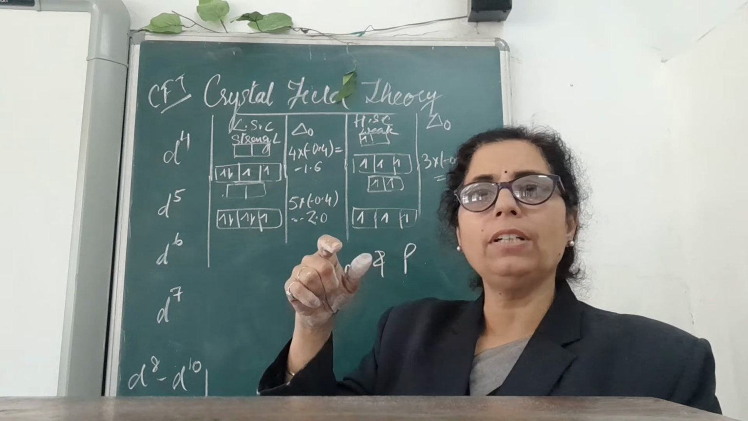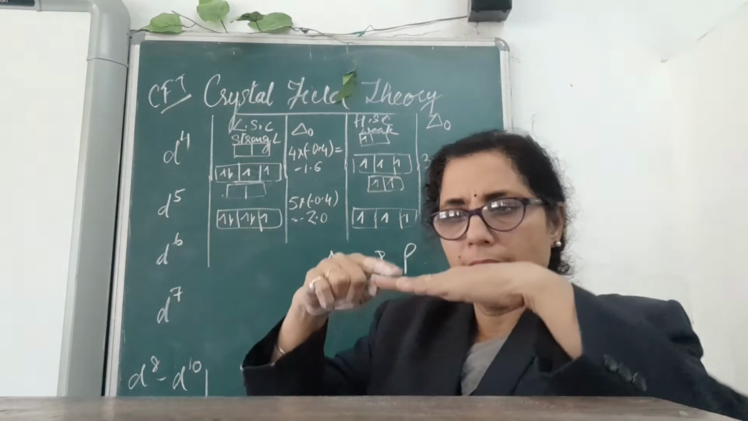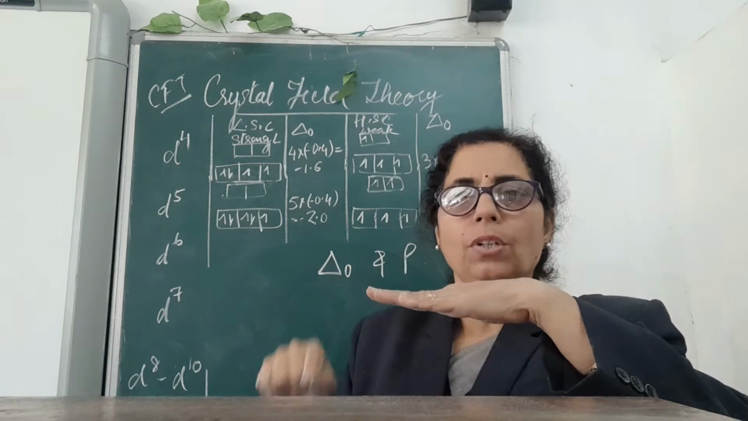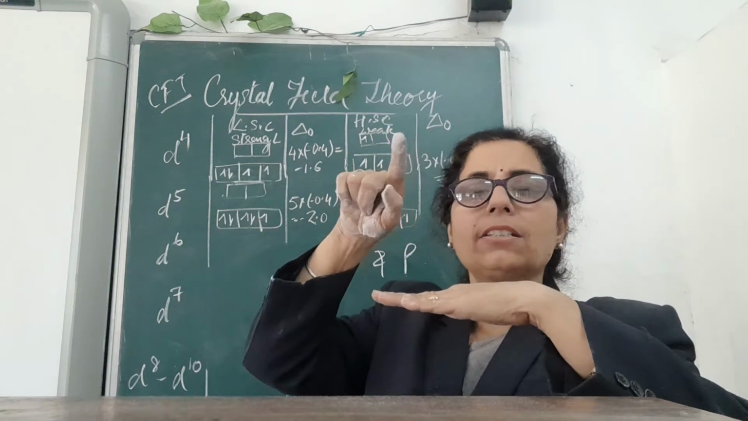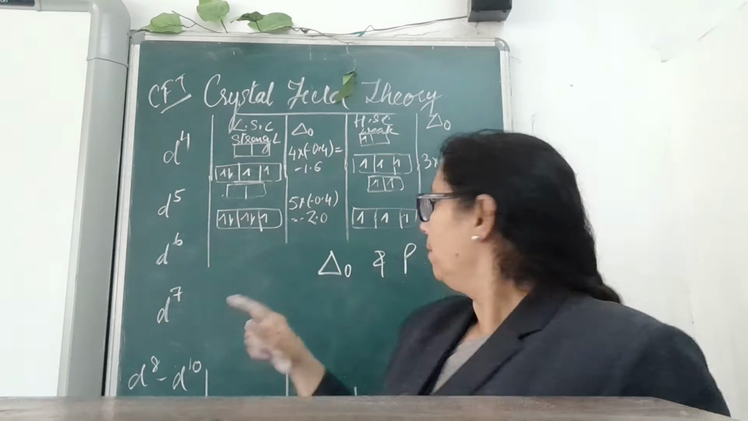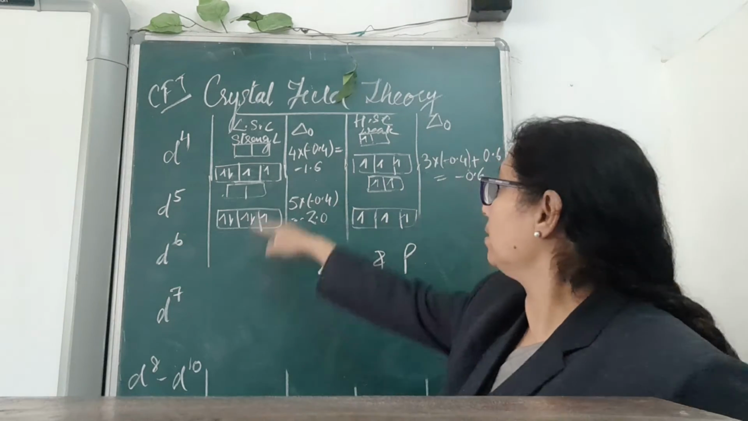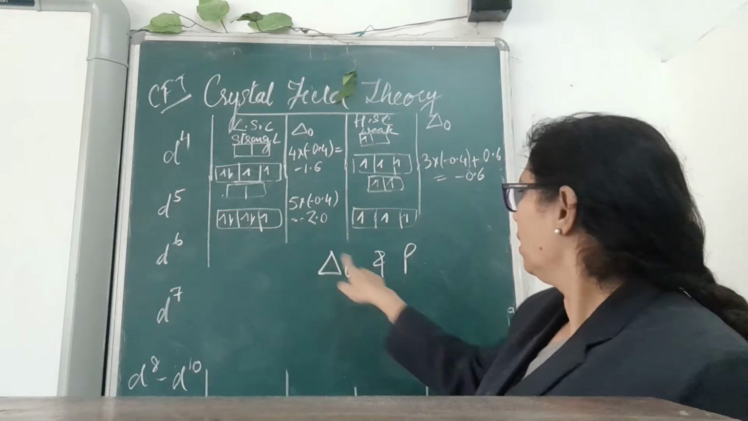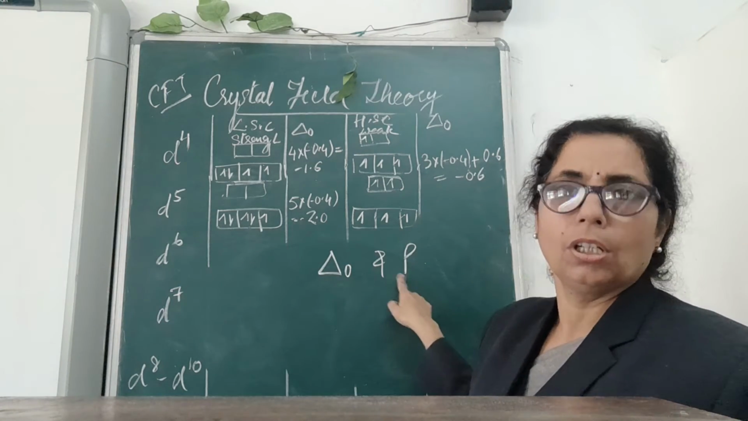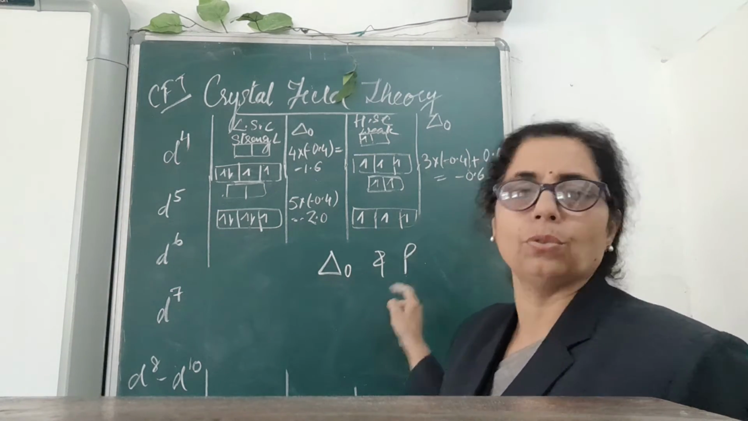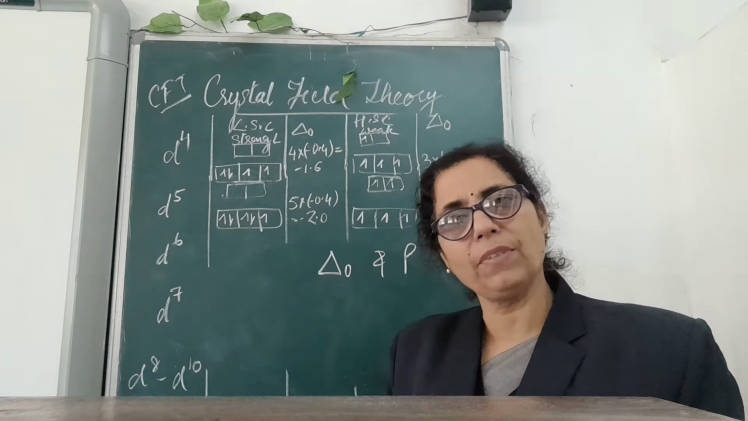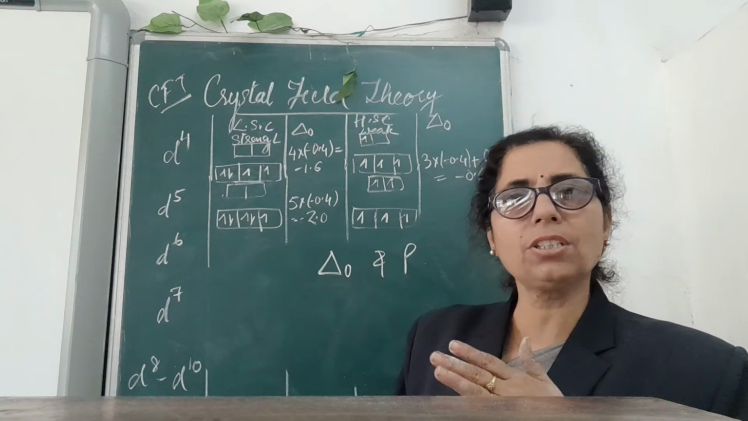The lower energy level will have minus 0.4, that is, it is lowered by 0.4, and the upper one has gained energy by 0.6. This is how you will find out the values in this concept. Now another is the pairing energy. Using these two energies also, we can have the concept of whether the electron is going to the lower energy level or higher energy level.